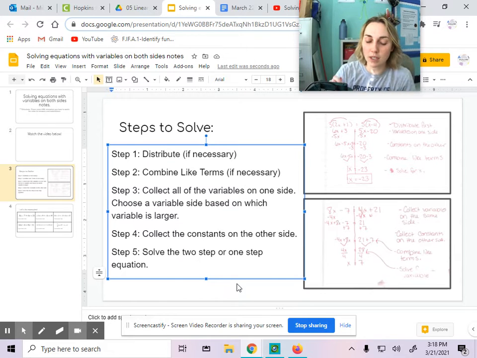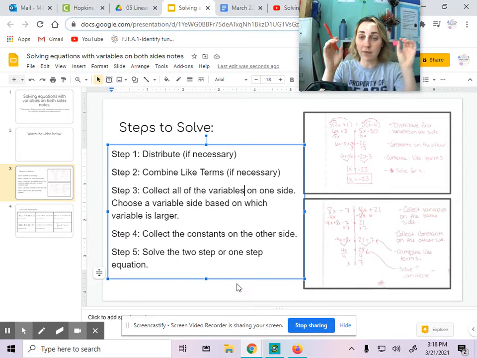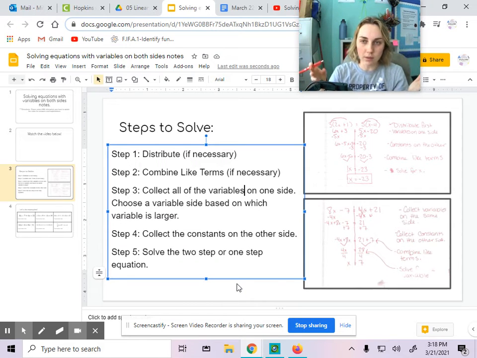So what I want you to do is when you have both sides, you're going to have variables on both sides. Like, it's the whole point of us solving them. One variable is going to be usually bigger than the other one. So you're going to choose a variable side and you're going to choose a constant side. So remember, your constants are just your regular old numbers. Your variable side is going to be your coefficients and your variables. And I'll show you exactly what I mean in just a second.